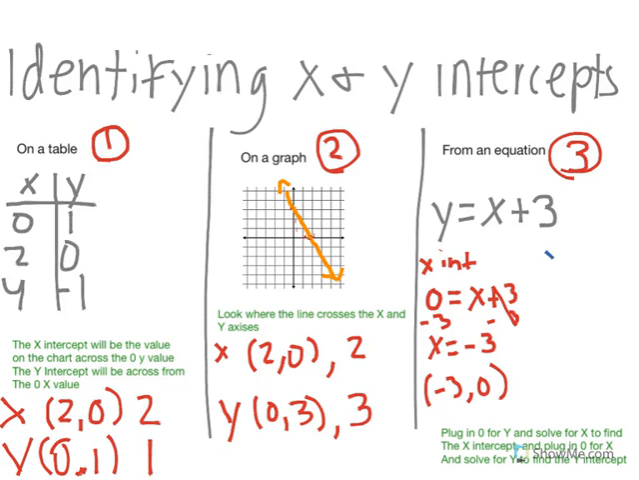And now let's do the y. We make x 0, and y just turns out to be 3, so the y-intercept is going to be 0, 3. Okay.